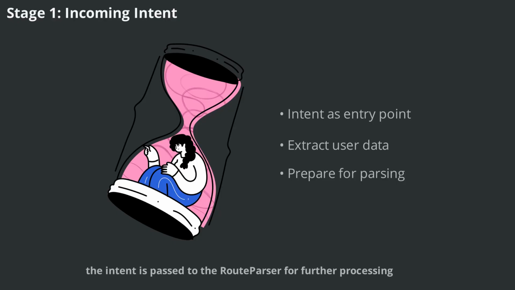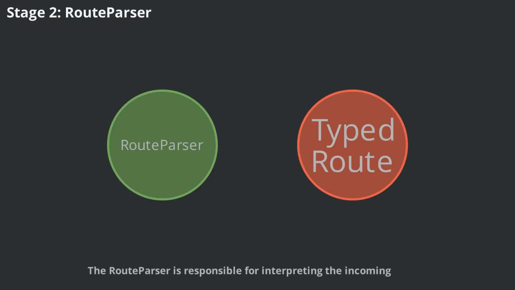Next, the intent is passed to the RouteParser for further processing. The RouteParser is responsible for interpreting the incoming intent and mapping it to a typed route. This step transforms raw URI data into a structured format that your app can understand. By using a RouteParser, you separate parsing logic from navigation logic, making your system more modular and testable. The parsed route is then ready for further validation and authorization checks before any navigation occurs.